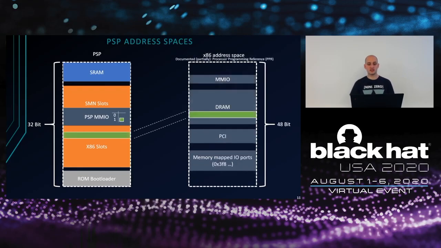Now for x86, there's a similar mechanism. The x86 address space is 48 bits wide, and it's partially documented. You can Google for the AMD processor programming references, and they will yield some information about various devices which are present in the x86 address space. And the PSP has access to all of them, using the similar mechanism as explained previously. So for example, the PSP can access the complete DRAM by mapping parts of the DRAM into its own address space and then performing a simple read operation.